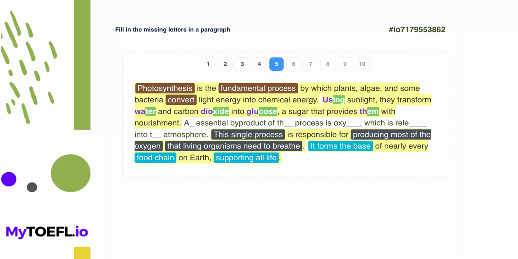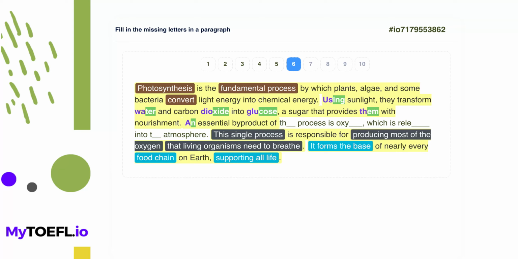Let's move to the next sentence and the sixth blank. Blank essential byproduct of. The question provides the letter A and contains one missing space. This is a short grammar word appearing before essential. Since essential starts with a vowel sound, we need the indefinite article that fits that rule. The single letter provided confirms we are looking for an.